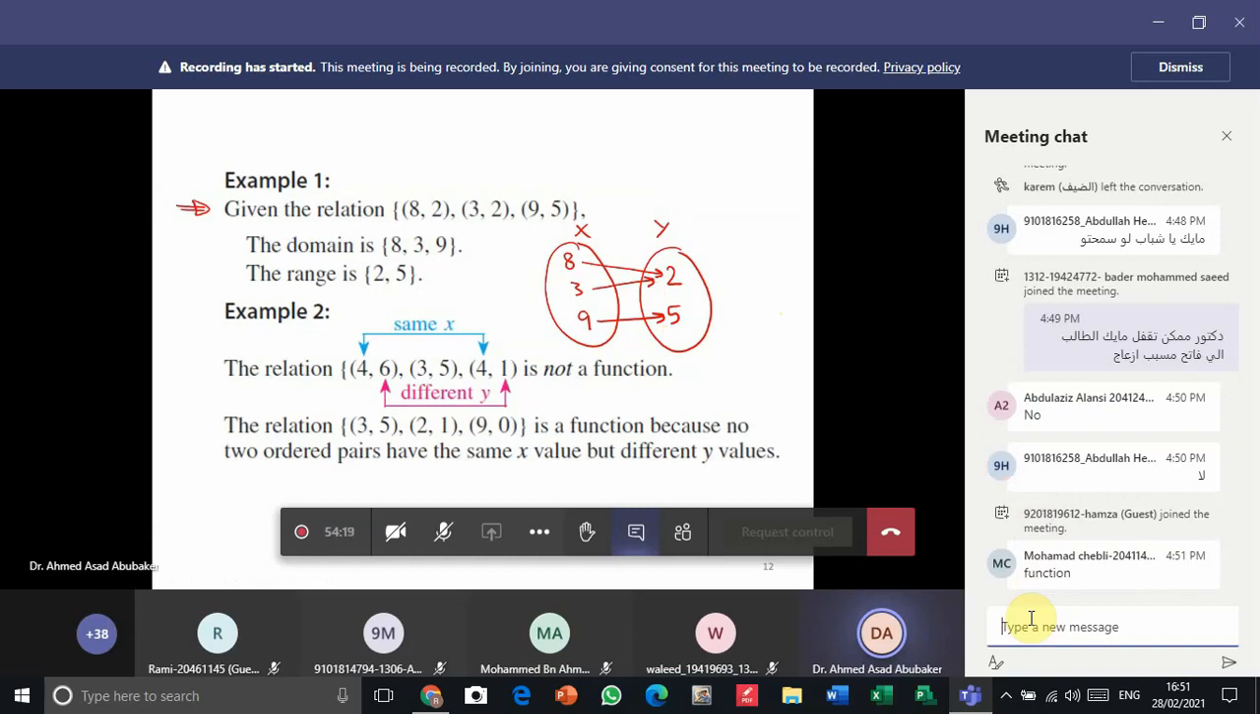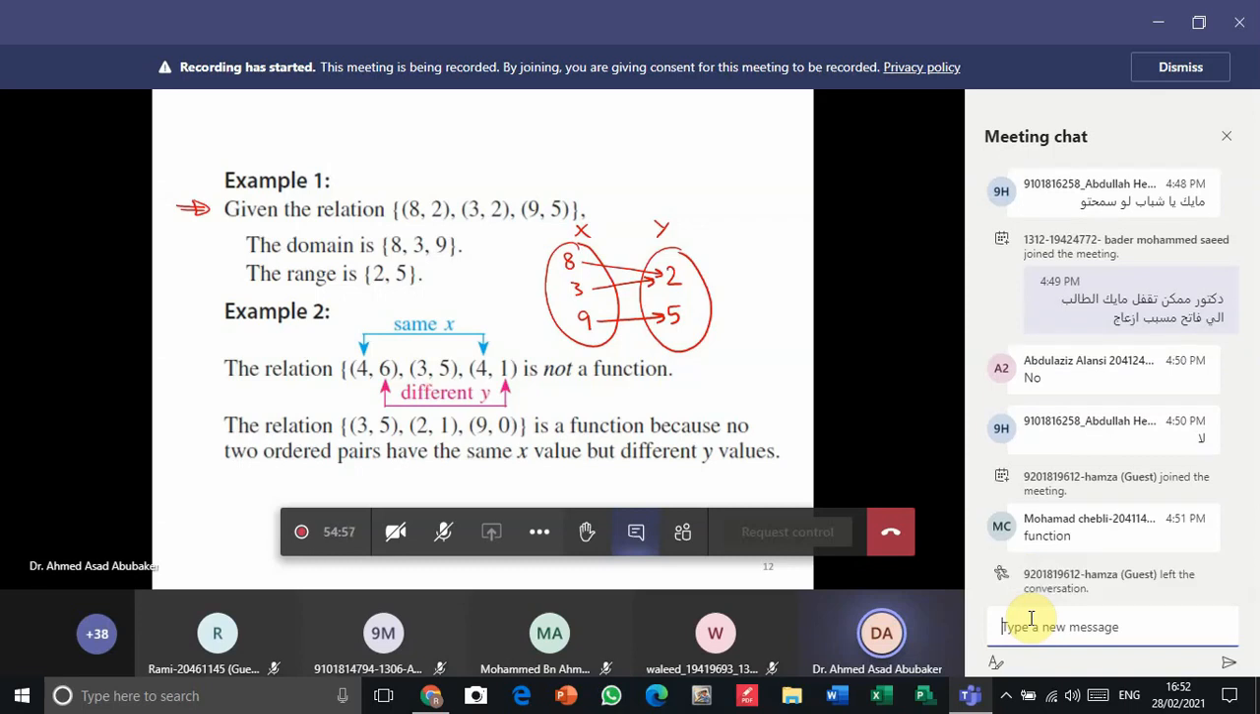Why? Because each value in x connects with exactly one value in y. 8 connects with 2, 3 with 2, 9 with 5. We do not have any value in x without a connection, and we do not have any value in x connected with two values in y. Okay, so this is a function, and we can find the domain and the range very easily.